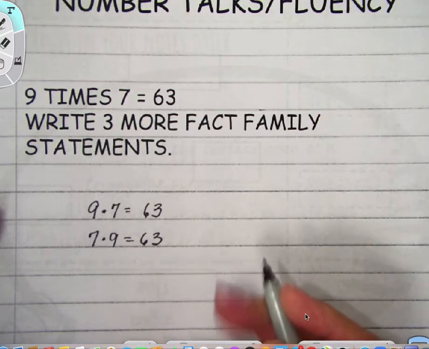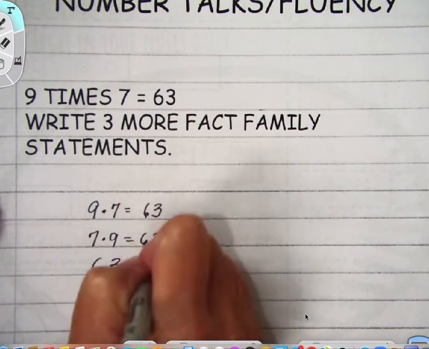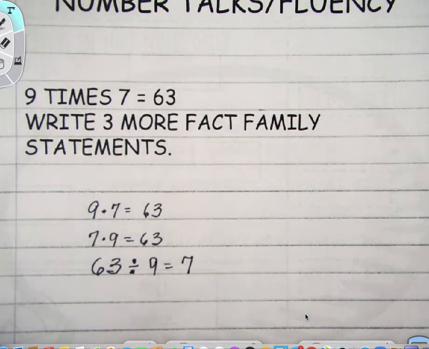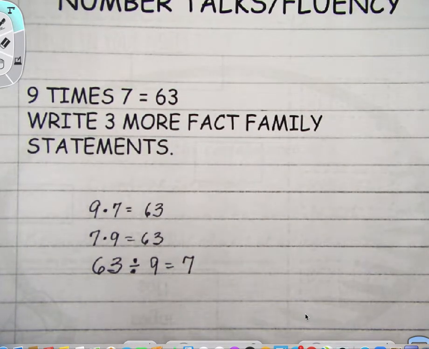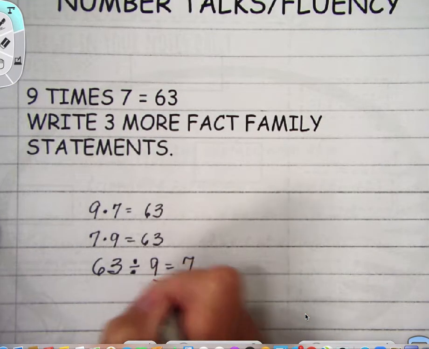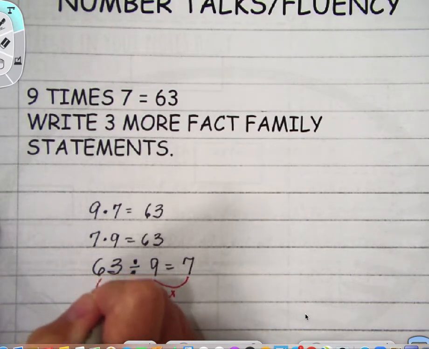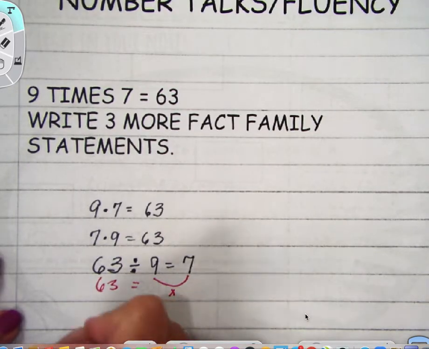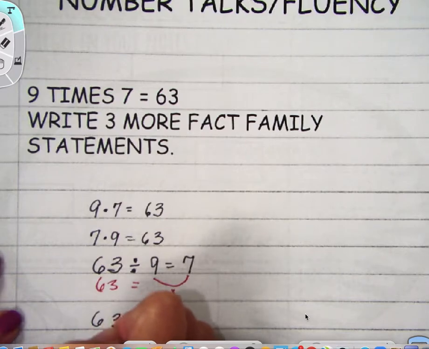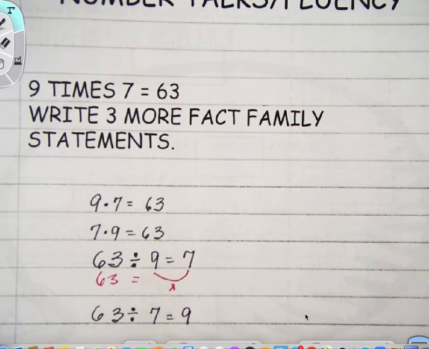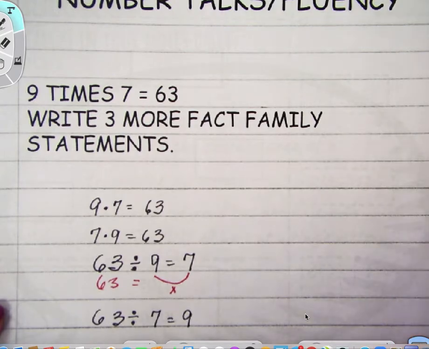So I can take my product, 63 divided by 9 equals 7. Now, if I go back to the inverse, 7 times 9 equals 63. Okay? Now, the 4th statement, or the 3rd that you should have written, is 63 divided by 7 equals 9. Okay? Any questions about that? I hope not. All right?